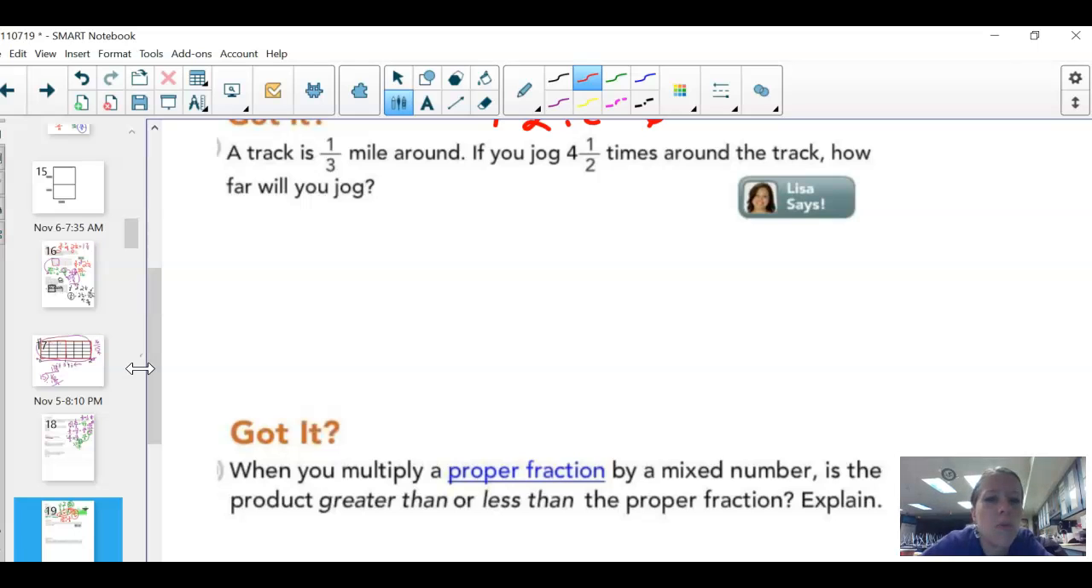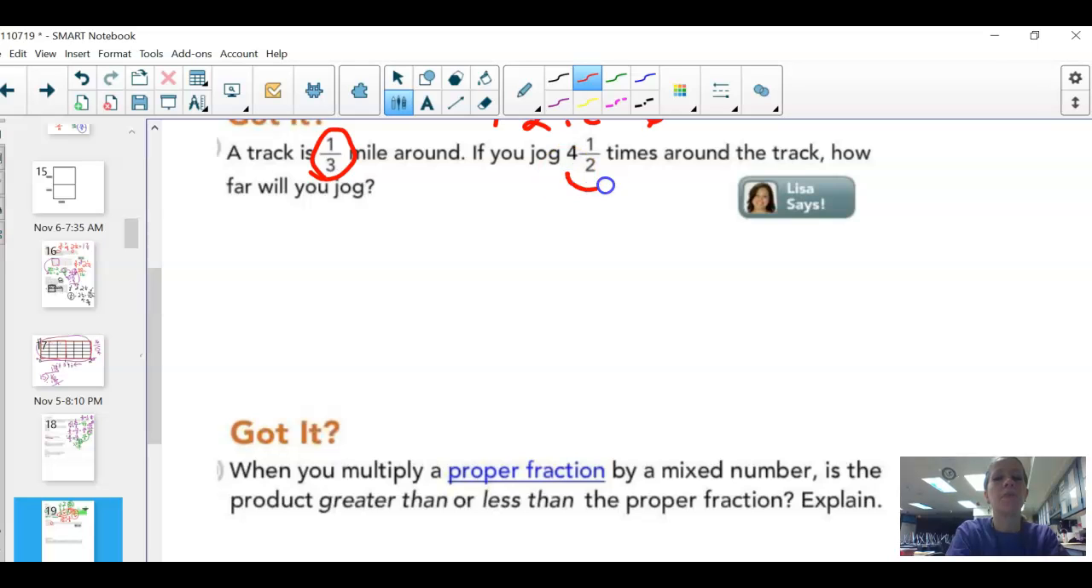So a track is 1/3 mile around. If you jog 4.5 times around the track, how far will you jog? Try that one. And then when you have tried it, don't forget, push through it, try it, use your strategies. Remember that we talked a lot about grappling with hard problems. Try that problem and then press play. Okay, you should have already done it.